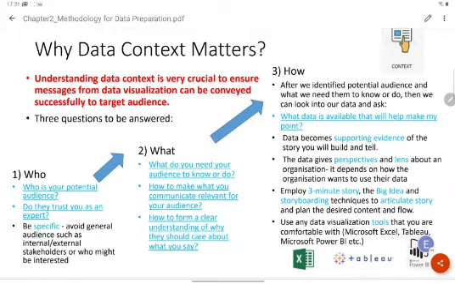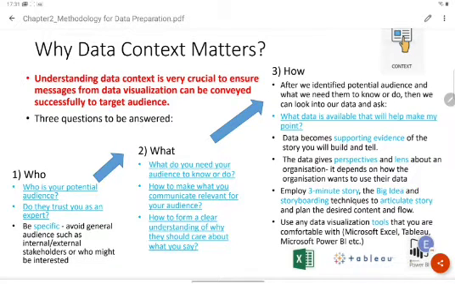After we identify potential audience and what we need them to know or do, we can look into our data and ask what data is available that will help them make my point. Data becomes supportive evidence of the story that you will build and tell. Okay, so the data give perspective and lens about an organization. It depends on how the organization wants to use their data.